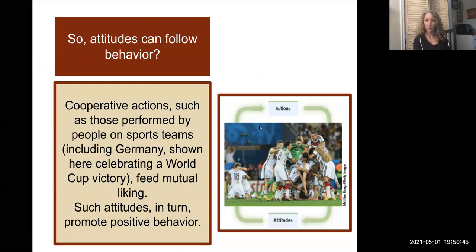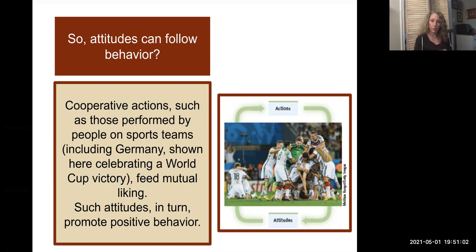All right, so we certainly know that if we are behaving, and we're going to talk about this, in an altruistic way, like helping other people, that may improve our attitudes about helping behavior. And then it might make it more likely that you're helping others in the future. But they can be mutually influencing.